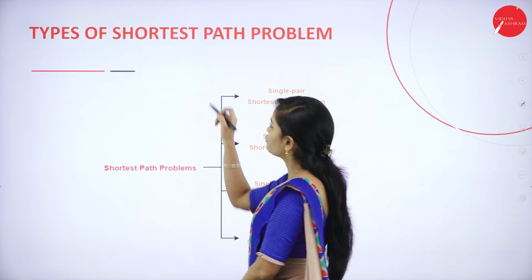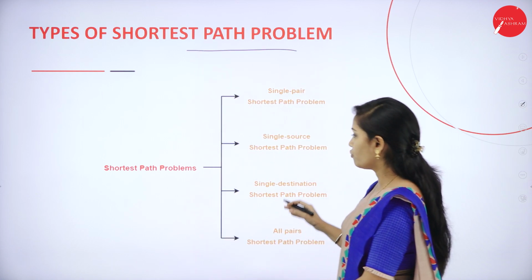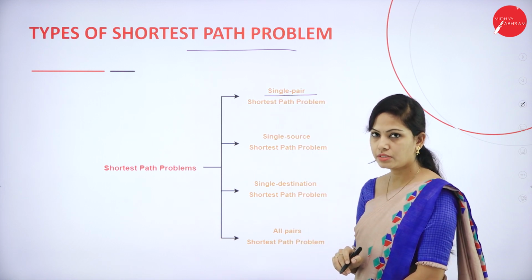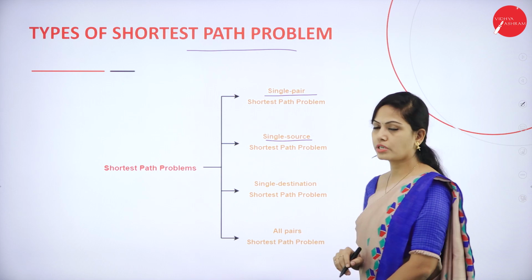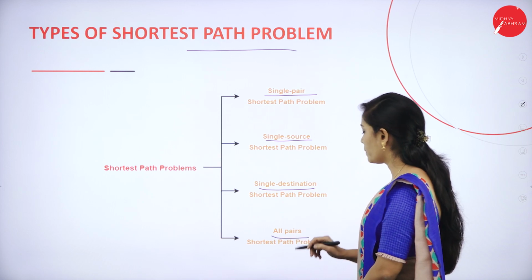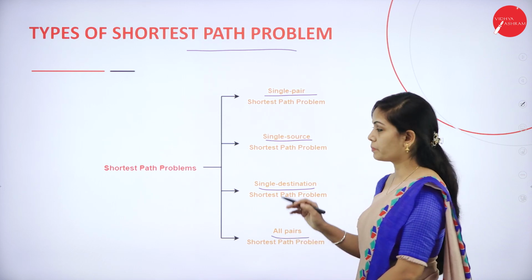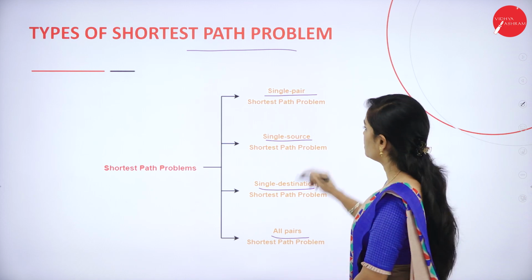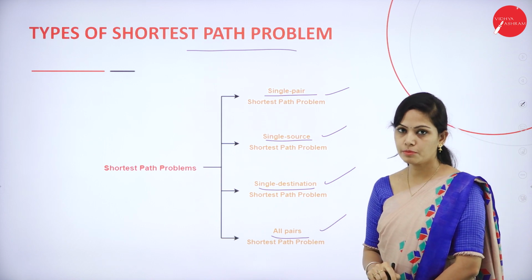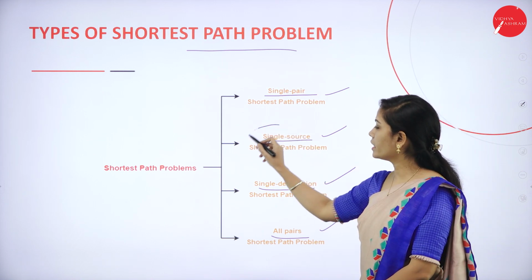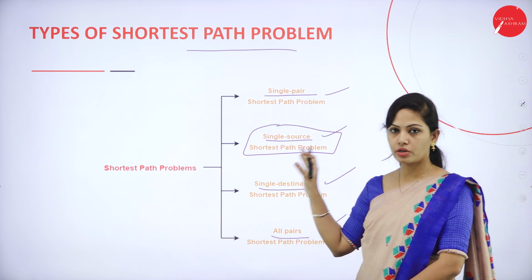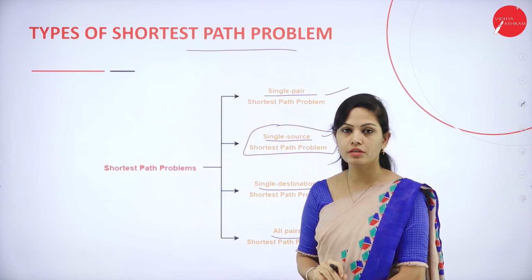And the types of shortest path problem. We have 4 types: single pair shortest path problem, single source shortest path problem, single destination shortest path problem, and all pairs shortest path problem. I'll repeat. Types of shortest path problem: single pair, single source, single destination, all pairs. Here we are using the single source shortest path problem. Clear?